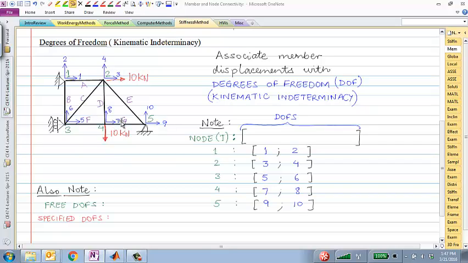For 4, it's 7 and 8. So if I have a big, huge truss with hundreds and hundreds of joints, then I go to a particular joint number I, what would be the 2 degrees of freedom associated with it? 2i minus 1 and 2i, right? And that's going to be really helpful when we are looking at the MATLAB code for this. So 2i and 2i minus 1 would be the degrees of freedom associated with node I in general. That's just a numbering scheme that we are choosing.